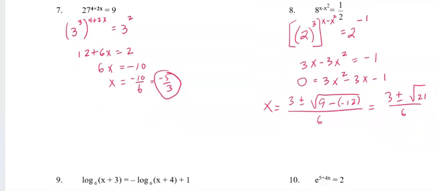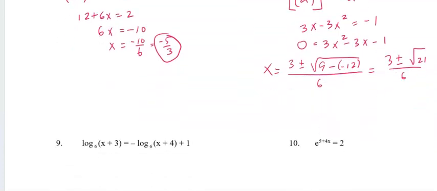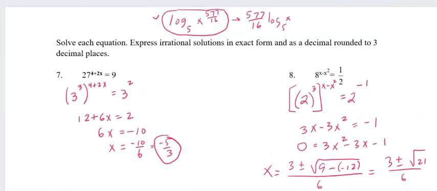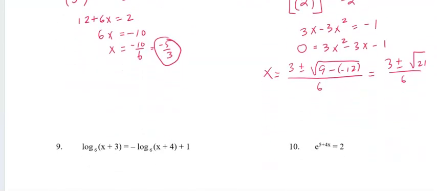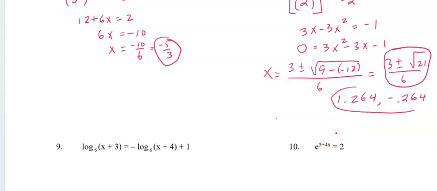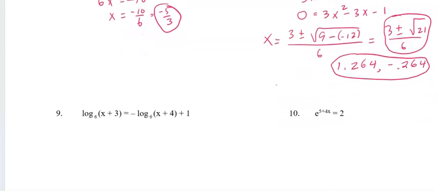And now let's just go to our calculator and we'll get the decimals rounded to 3 decimal places. All right, so I'll go to my calculator. And there's our final answer. So exact form and then decimal form rounded to the nearest thousandth. All right, got a couple more.